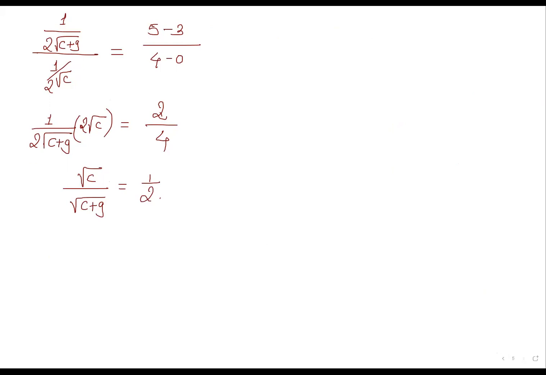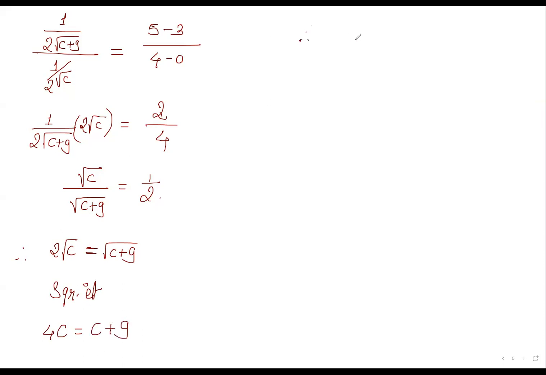Tell me that now. What will be the answer? Root c divided by root c plus 9. c ची व्हॅल्यू कशी काढणार? Look at this. Simplifying the term, cross multiplication करूयात. So 2 into root c is equal to root c plus 9. Squaring on both sides, we get 4 into c is equal to c plus 9.